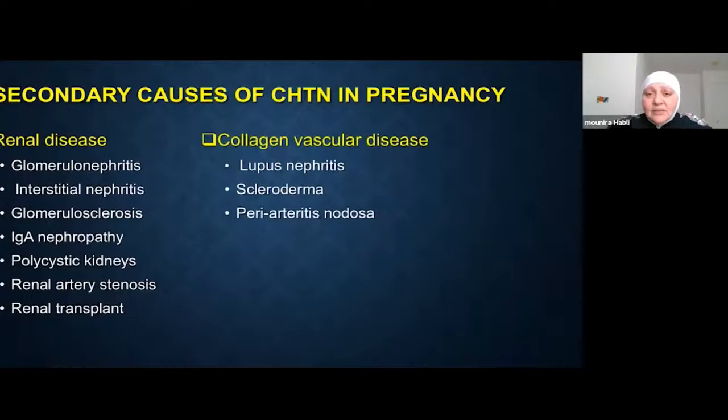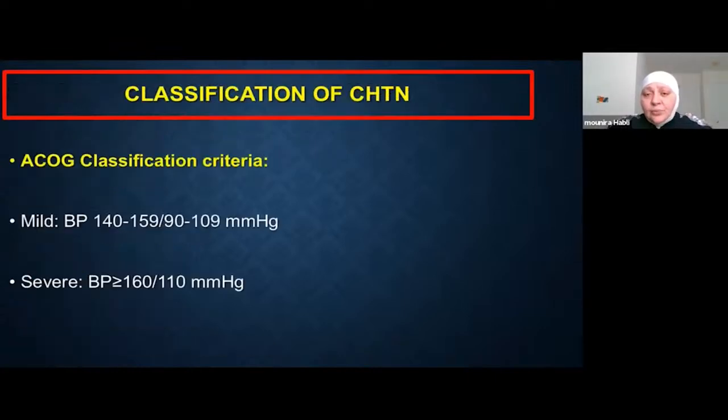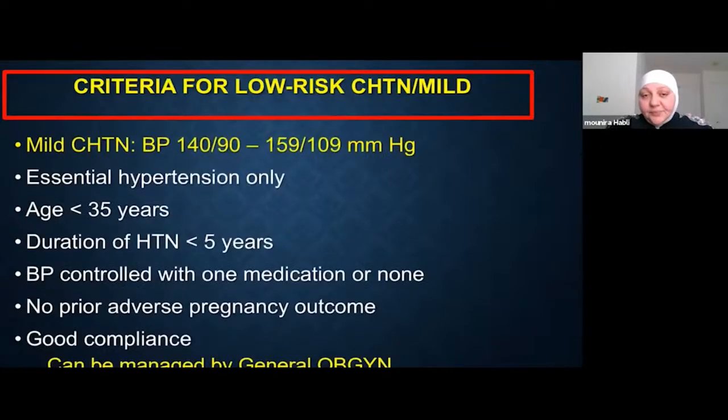This is a slide that shows some of the causes of secondary chronic hypertension: renal, collagen vascular disease, diabetes, thyroid, adrenal adenomas, and more to come. The new thing they have introduced is the classification of chronic hypertension in pregnancy into mild and severe. Mild is defined as blood pressure between 140 to 159 over 90 to 109, and severe is defined as blood pressure more than or equal to 160 over 110.